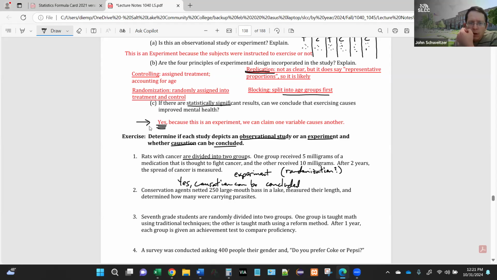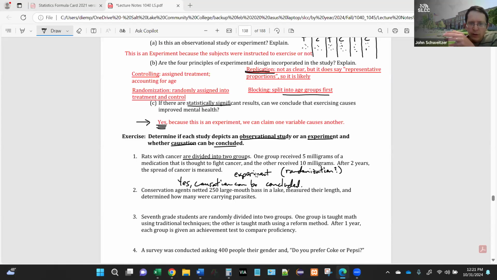Okay. All right, so then we have conservation agents netted 250 largemouth bass in a lake. They measured their length and determined how many were carrying parasites. Okay, so let's see who did this one. I'm not seeing anything from anybody on number 2. Was this an experiment or an observational study? Well, let's see. Yeah, it's observational, right? They didn't like introduce parasites into the lake or something like that. At least that's not what it sounds like.